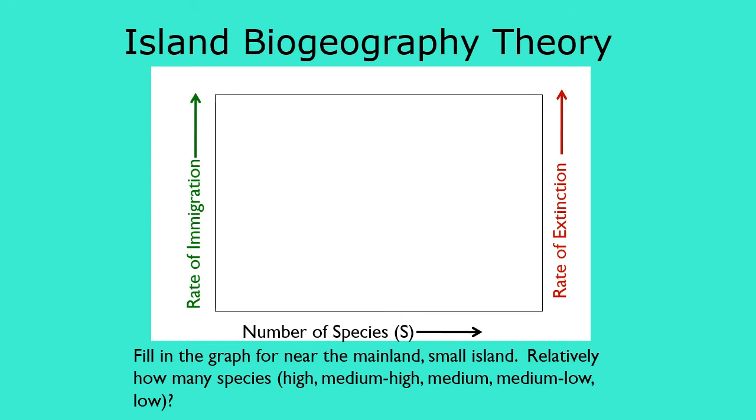At this point, I think you'd be able to fill in this graph now. If you have the number of species, the species richness across the x-axis, and you have the rates of immigration and local extinction on an island, you would be able to draw the immigration line for a mainland, island near the mainland or an island far from the mainland, and you could also draw the extinction line for small islands and large islands. So you should be able to do this now.